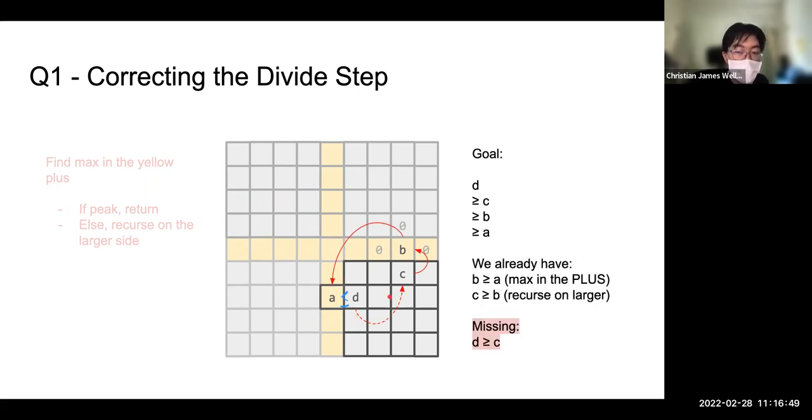But what actually happened is that if we do only the plus, notice how the plus here doesn't make any links about D and C. It's missing this link between D and C, so we cannot make any guarantees about the relationship between D and A. That is the fundamental problem in the current solution.